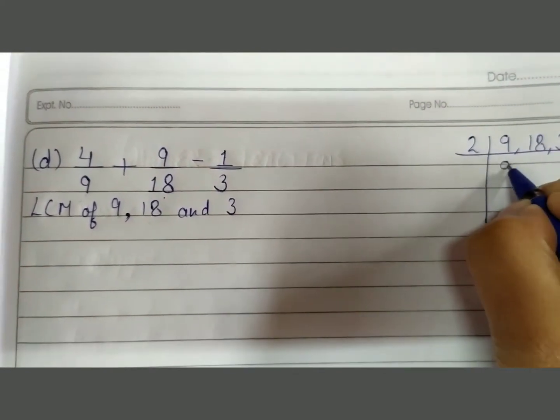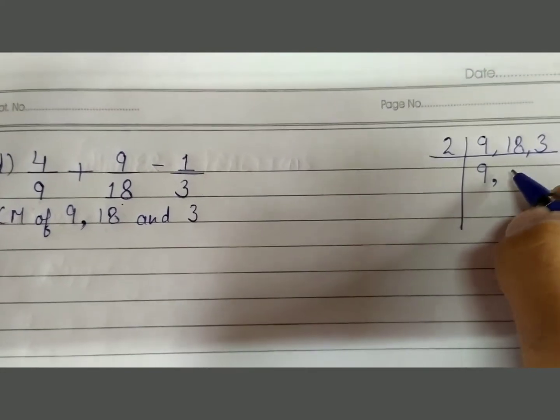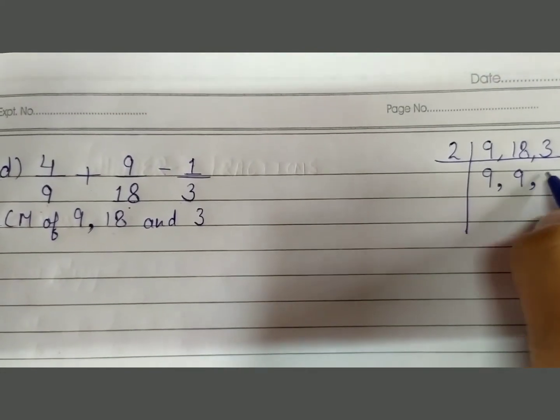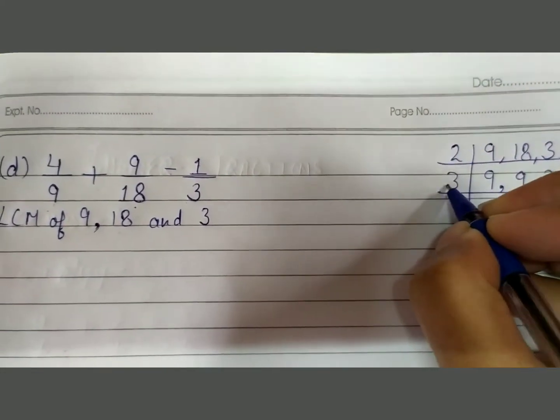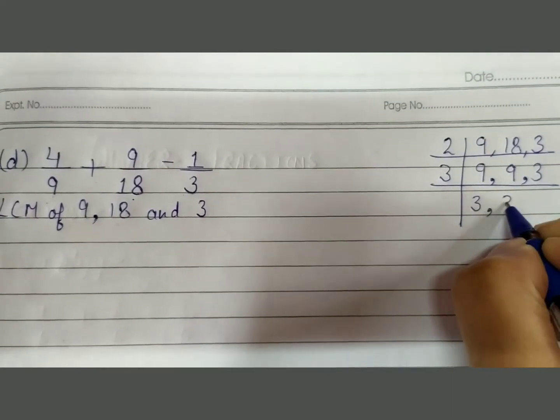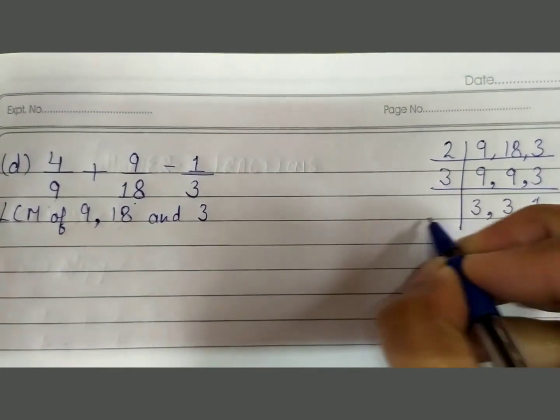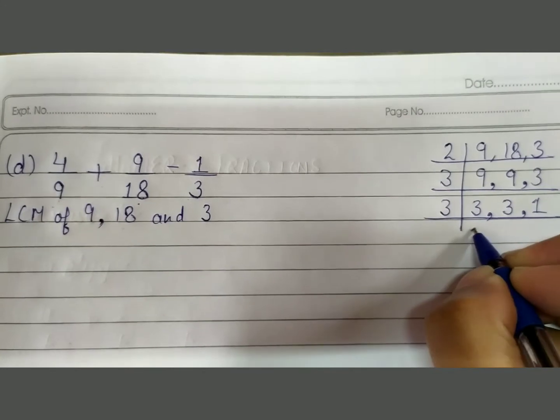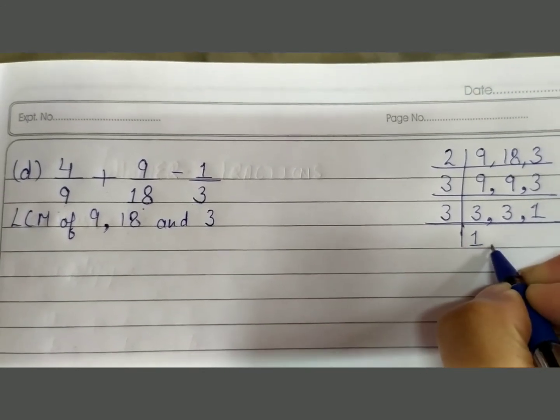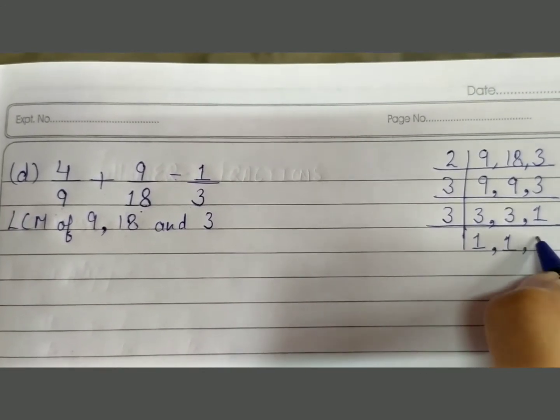Nine as it is, as it is not divisible by 2. 2 9s are 18, 3 as it is. Write 3, 3 3s are 9, 3 3s are 9, 3 1s are 3. Again write 3, 3 1s are 3, 3 1s are 3, 1 as it is.